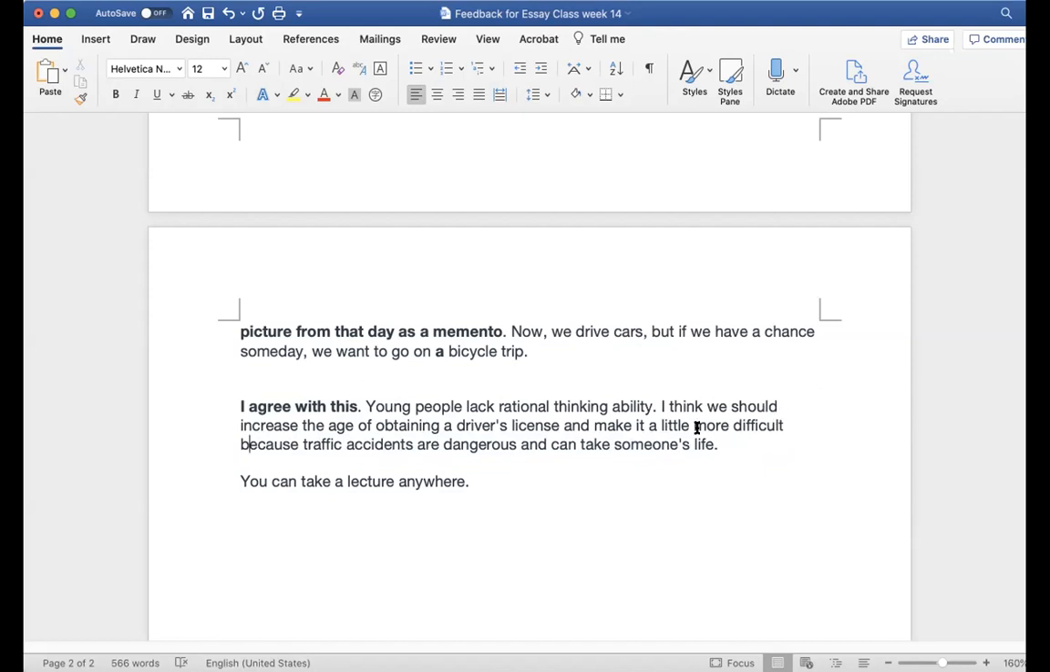So what we're going to do is, yeah. So now we have one long sentence. Let's read it and see if it's okay. I think we should increase the age of obtaining a driver's license and make it a little more difficult because traffic accidents are dangerous and can take someone's life. Okay, now it's fine. That's all we had to do to fix that.